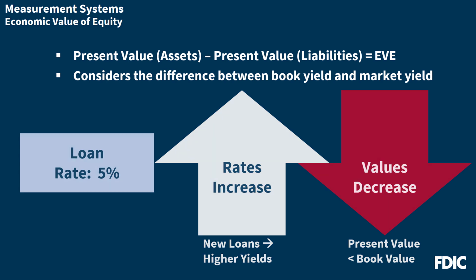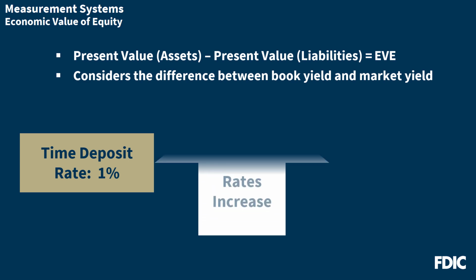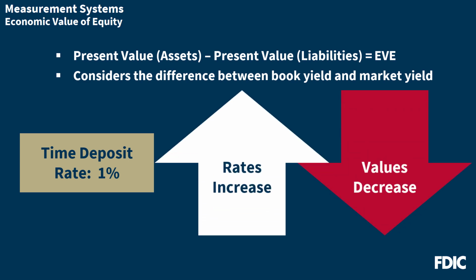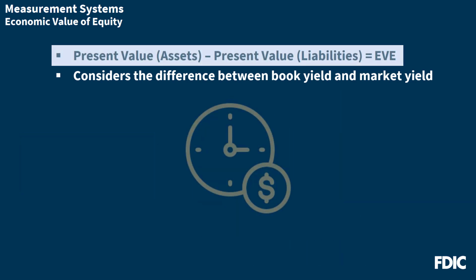On the other side of the balance sheet, the bank has a time deposit paying the 1% current market rate. If market rates increase, the value decreases because the bank is paying less for time deposits than they would pay for a newly booked time deposit. This is a good thing for the bank because a decrease in the value of liabilities increases the economic value of equity. Remember the formula. Present value of assets minus present value of liabilities equals economic value of equity.